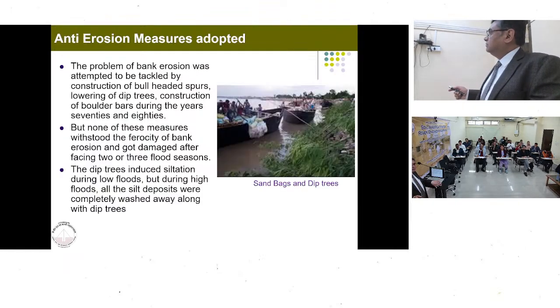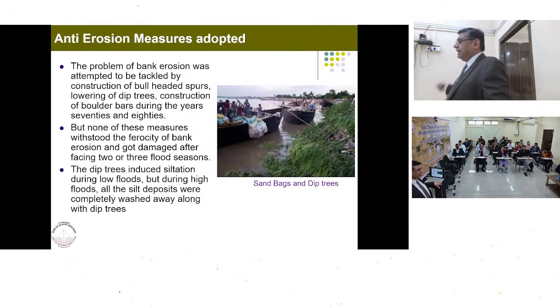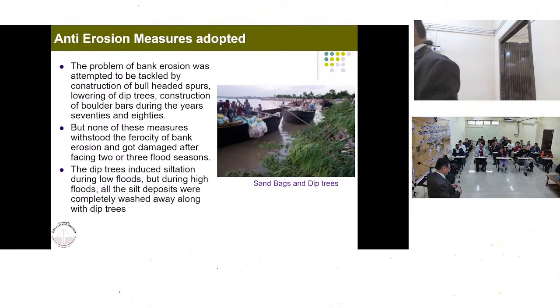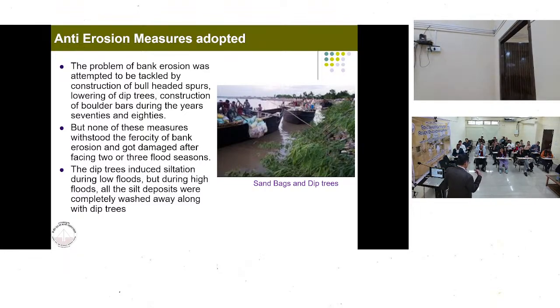So many anti-erosion works were being carried out. Dumping of bags was being done. Dumping of geo bags was being done. Then some live plantations were being put into it. Again, the idea was to act as deflecting spurs, but nothing of it worked.